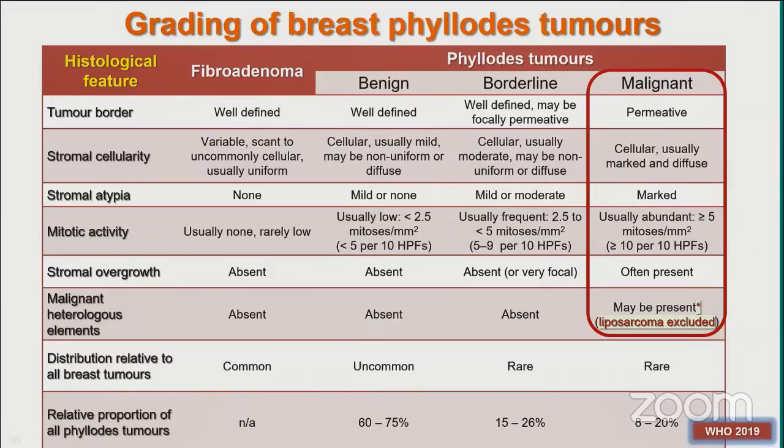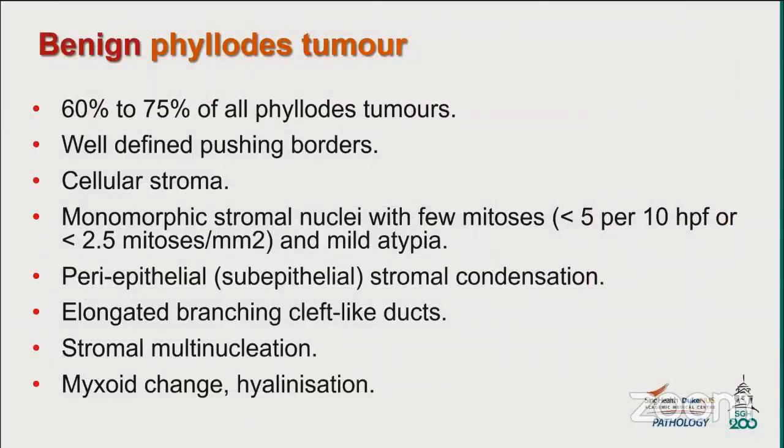The malignant phyllodes tumor shows permeative borders, usually marked and diffuse stromal cellularity with marked stromal atypia. Mitotic activity in the stromal component is usually abundant, 10 or more per 10 high power fields. Stromal overgrowth is often present, and malignant heterologous elements may be seen, with the exception of liposarcoma, which can independently indicate malignancy in the absence of the other histological characteristics of malignancy.